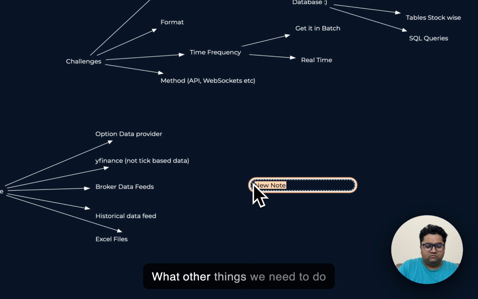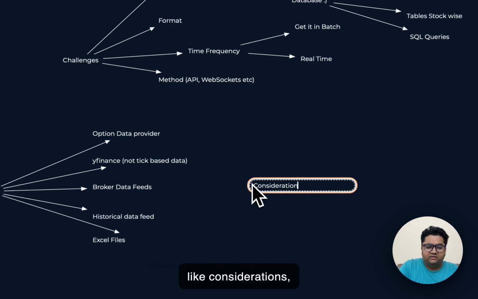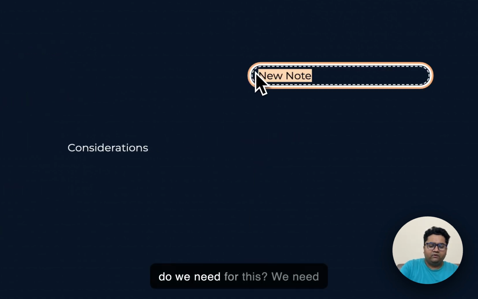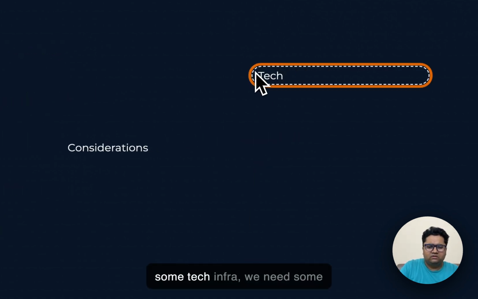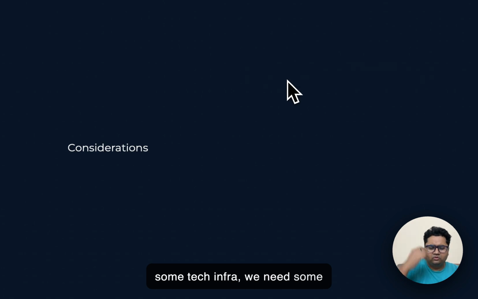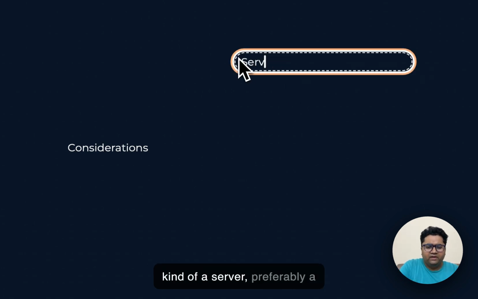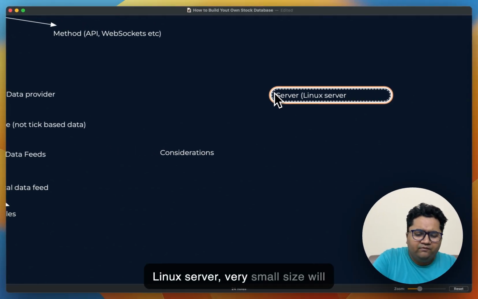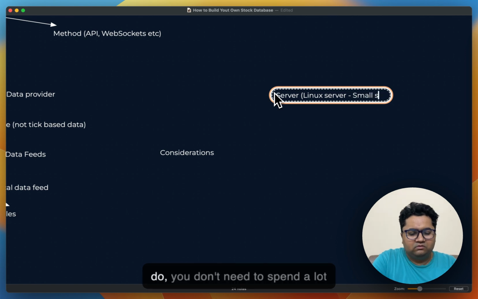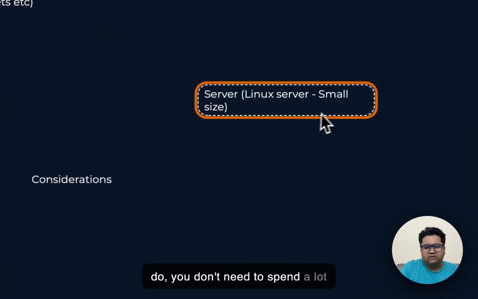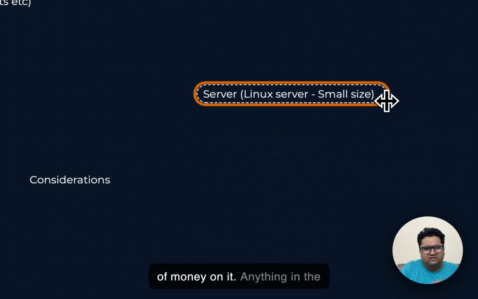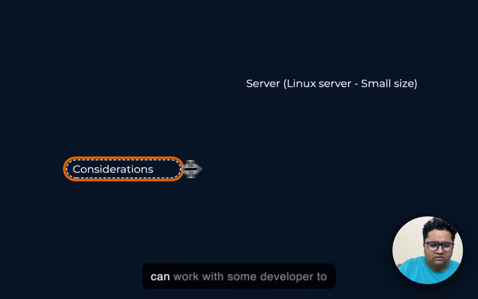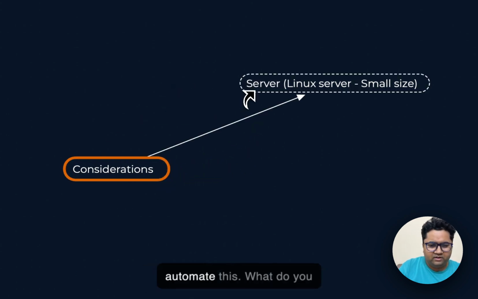So these are some of the challenges that we have talked about. What other considerations do we have? What do we need for this? We need some tech infra. So we need some kind of a server, preferably a Linux server. Very small size will do. You don't need to spend a lot of money on it. Anything in the range of 300-400 rupees a month will be good enough, and you can work with some developer to automate this.